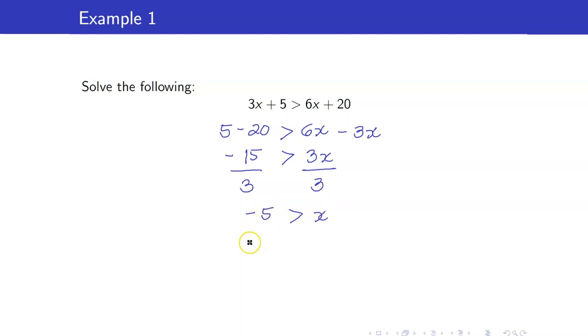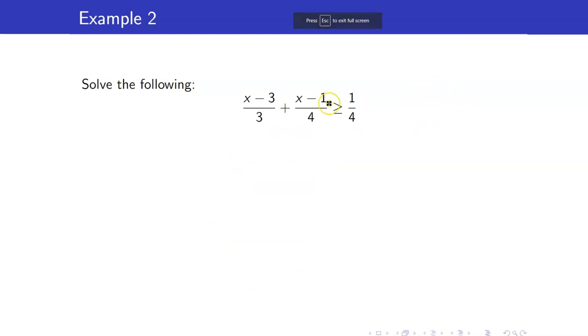Or negative 5 is greater than x. How does that look like? This is negative 5 and you want to find the values less than negative 5. Or in interval notation, this would be the interval negative infinity to negative 5.